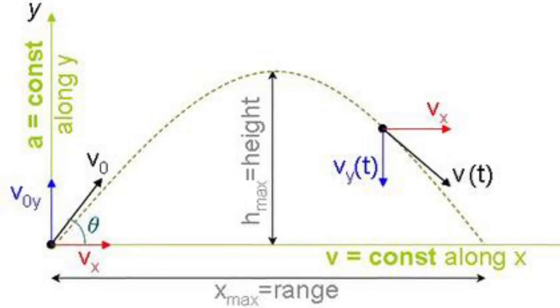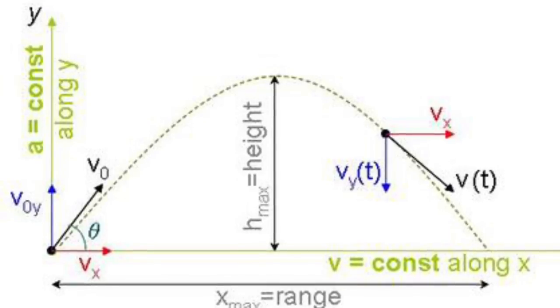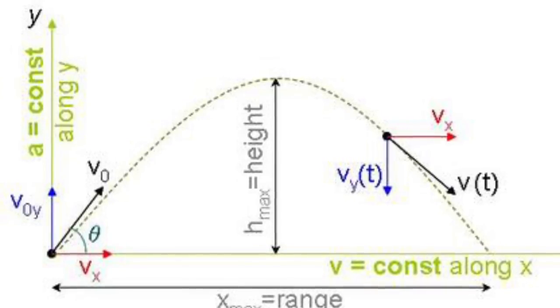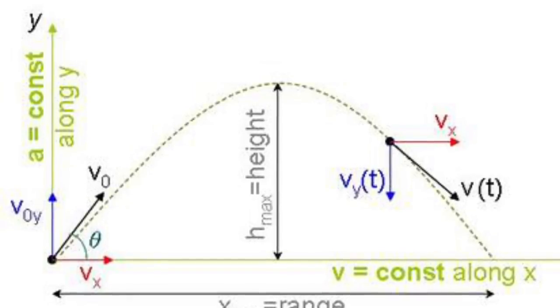Projectile motion is a form of motion in which an object or particle, called a projectile, is thrown near Earth's surface, and it moves along a curved path under the action of gravity only.